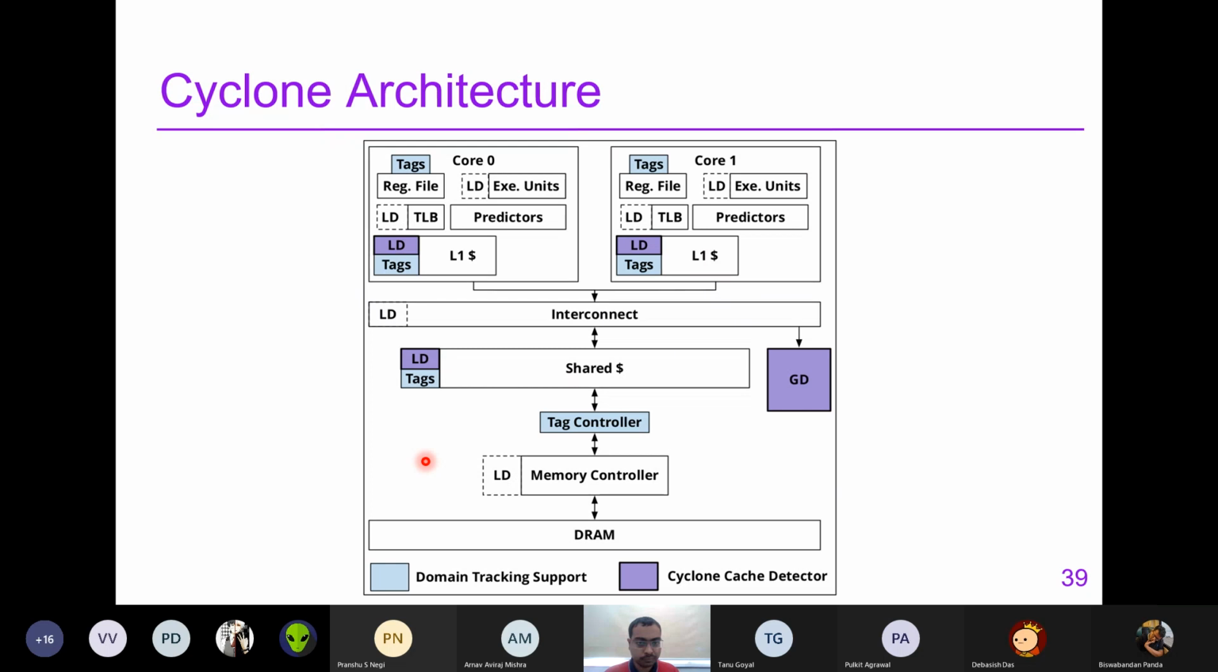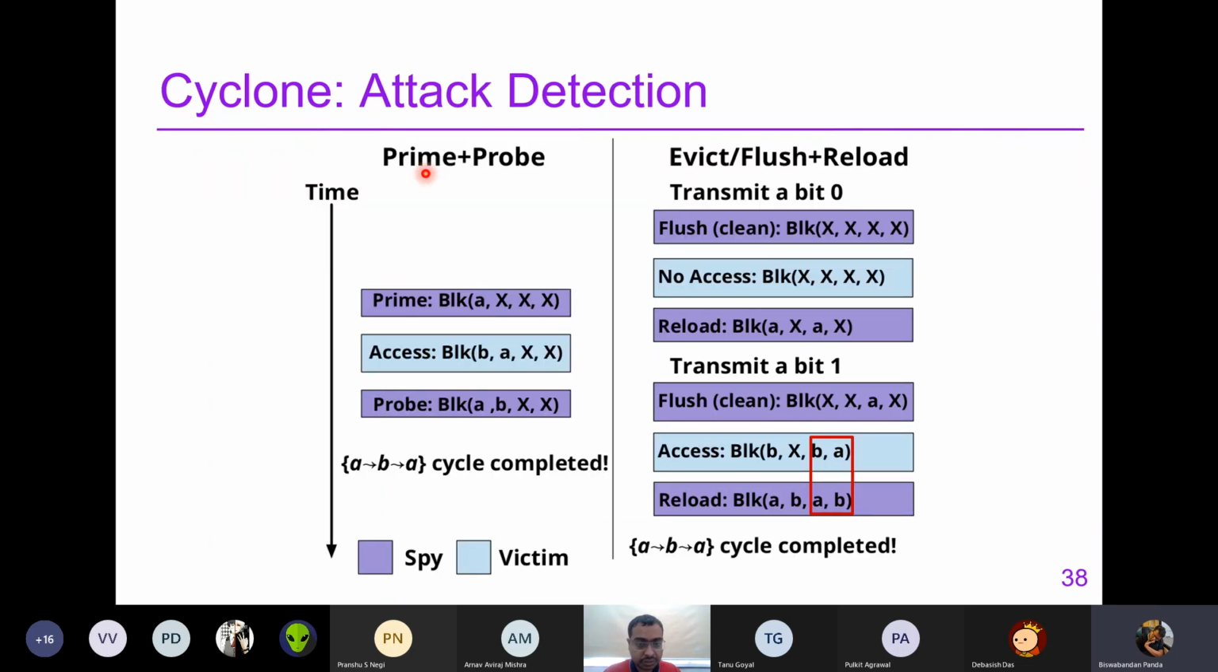And then moving on to the architecture, they are adding some extra hardware to store the ID tag. A simple question before we move on to the implementation: even if we have benign applications running on a multi-core system, there is a possibility of cyclic interference, right? Yes, there is a possibility. So then how will you differentiate?